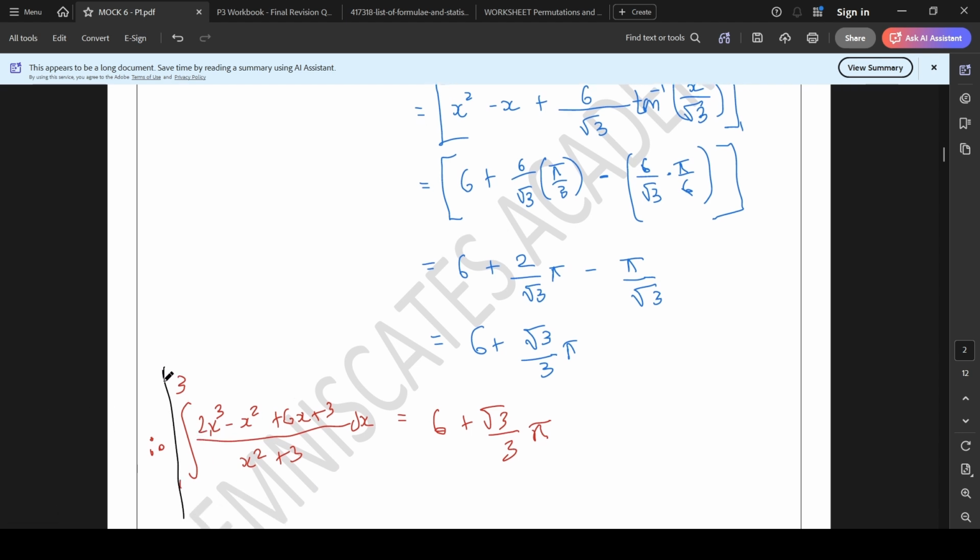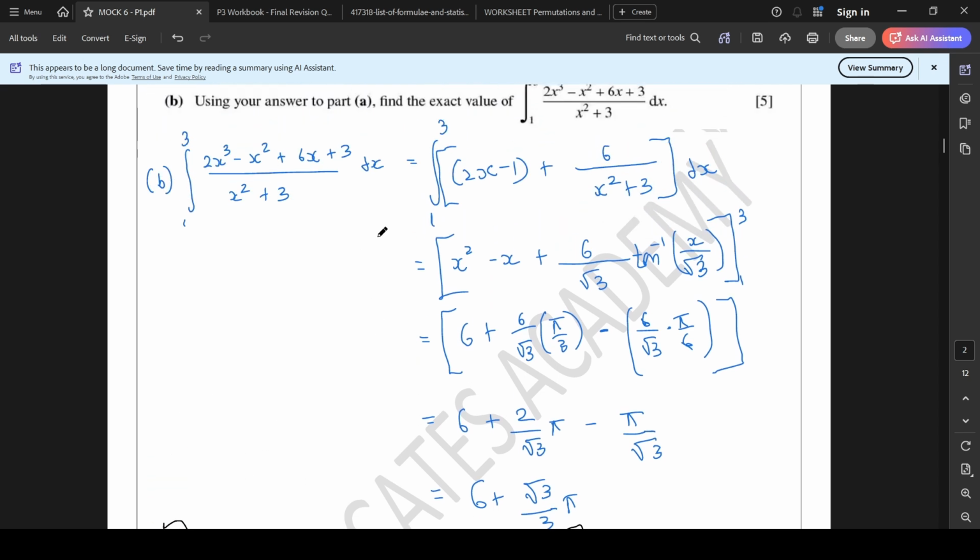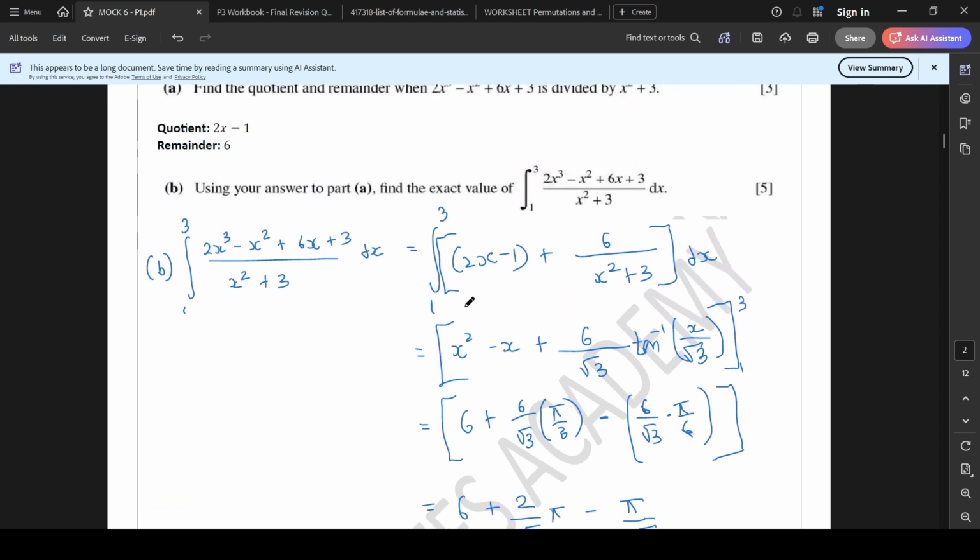So I hope that you have got an idea that if you are having a format of a fraction which is expressed in form of a polynomial, you can simplify it using the quotient, remainder and the divisor form and then integrate it from there.